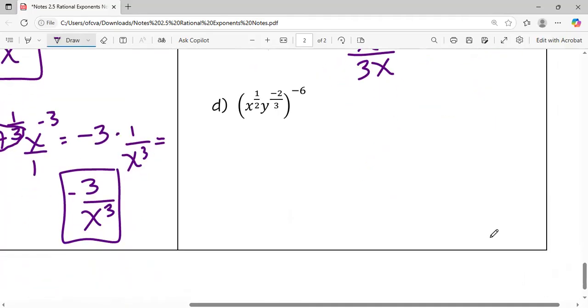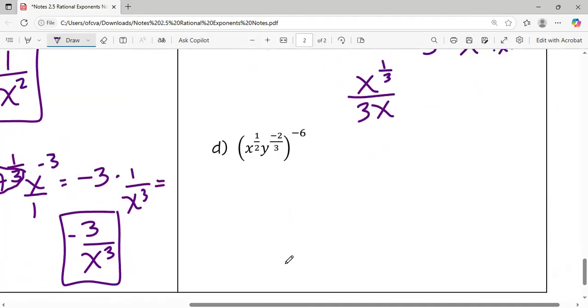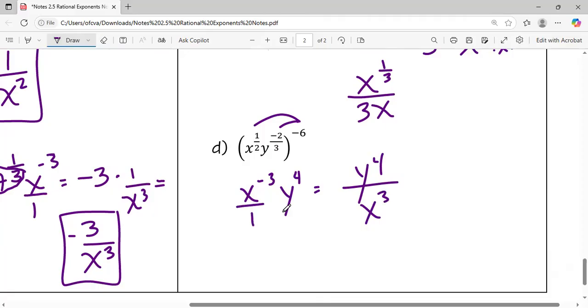Hold on. Here we go. Last one. So we can multiply this in here. So you got x to the negative 3, y to the positive 12. Be careful with this one. Positive 12 over 3 is y to the 4th. So you end up with y to the 4th over x to the 3rd, because that's the only one that you have to flip over.